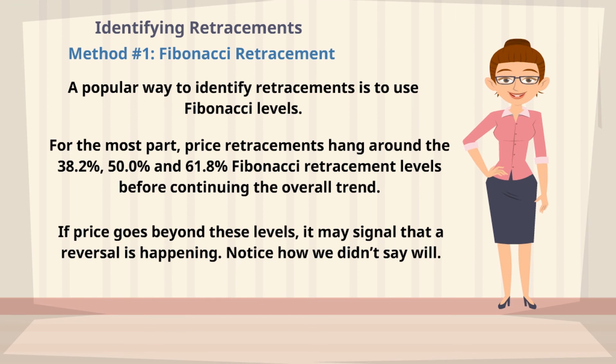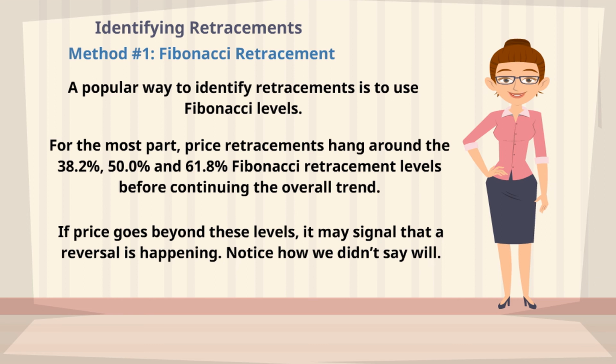Identifying retracements. Method number 1 is Fibonacci retracement. A popular way to identify retracements is to use Fibonacci levels. For the most part, price retracements hang around the 38.2%, 50.0% and 61.8% Fibonacci retracement levels before continuing the overall trend. If price goes beyond these levels, it may signal that a reversal is happening.